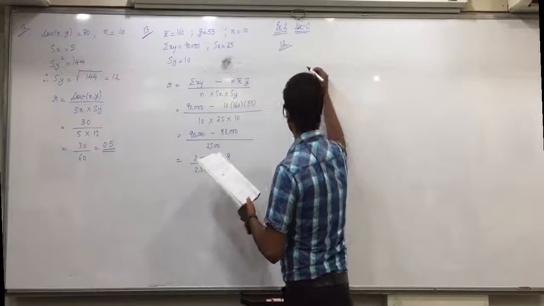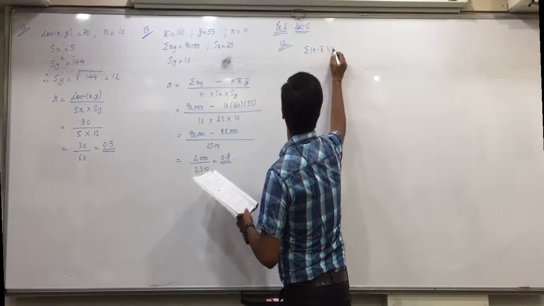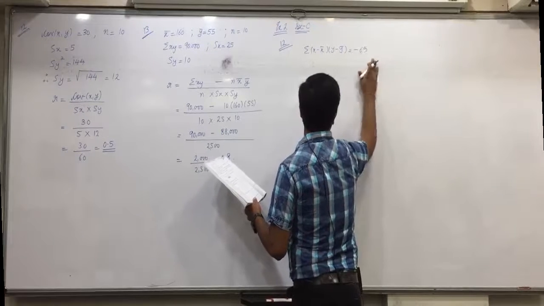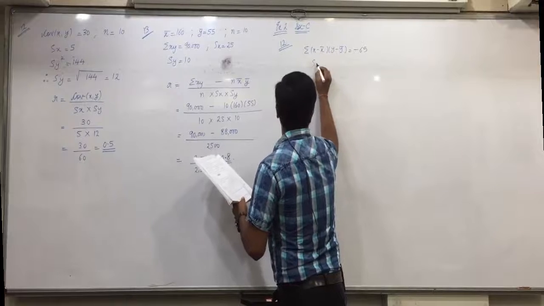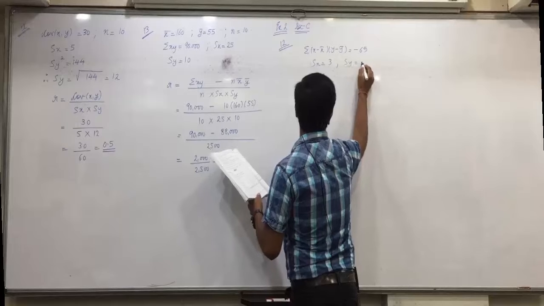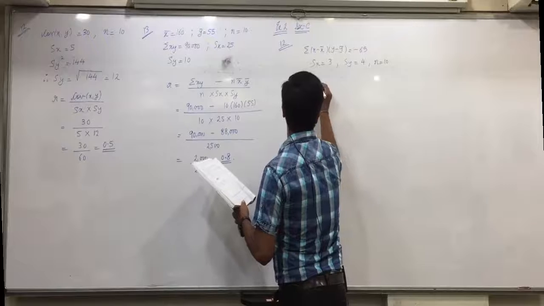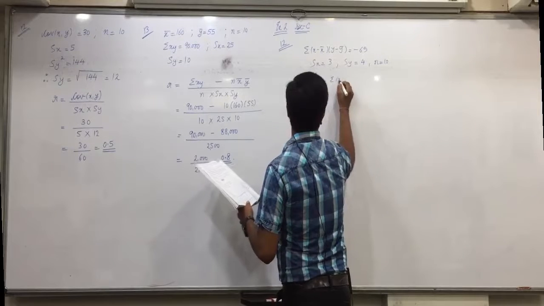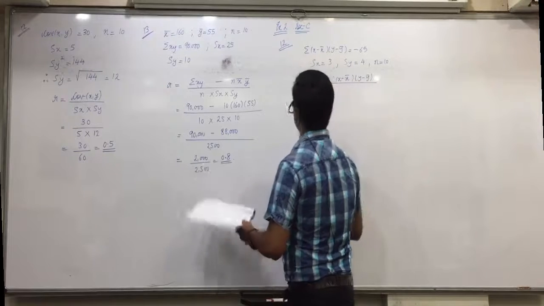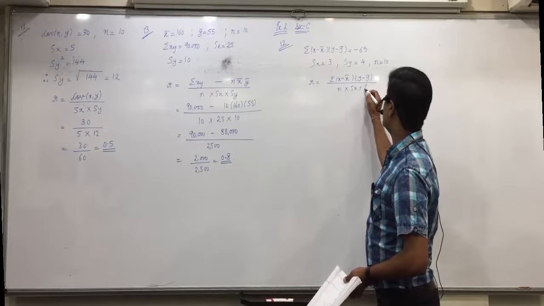So write down the information first. Sigma (x minus x bar) into (y minus y bar) is equal to minus 65. Sx is equal to 3. Sy is equal to 4. n is equal to 10. So the second formula. What is the second formula? Sigma (x minus x bar)(y minus y bar) upon n into Sx into Sy.